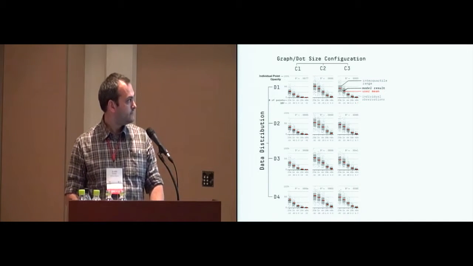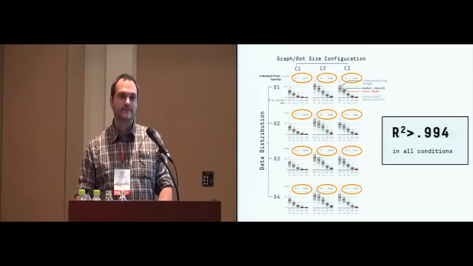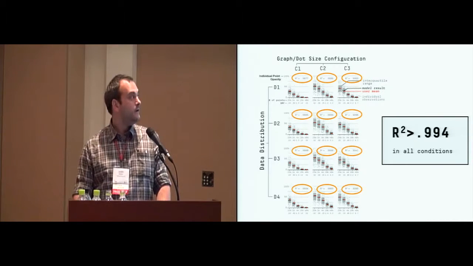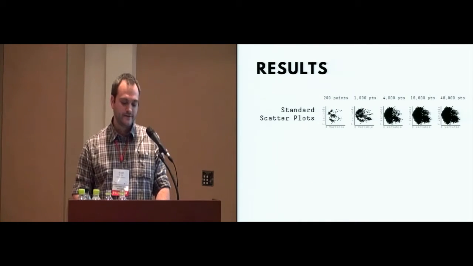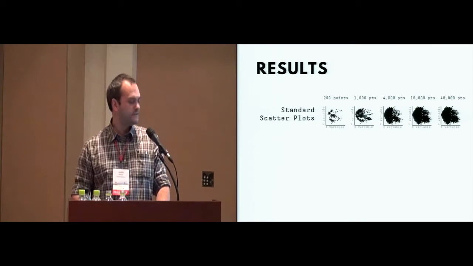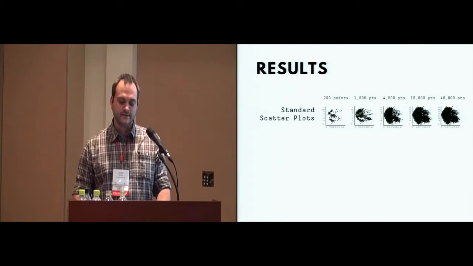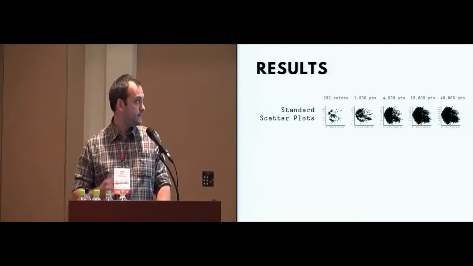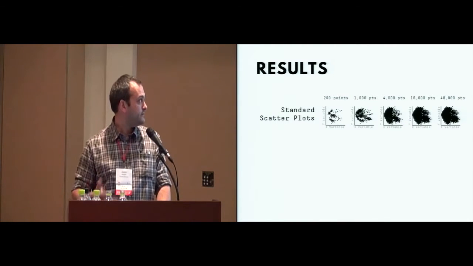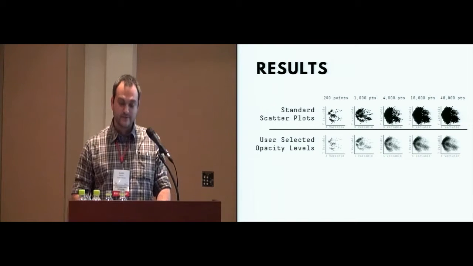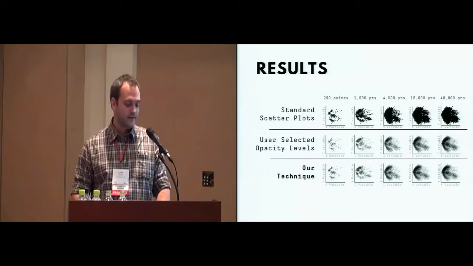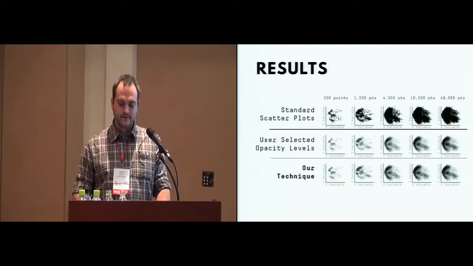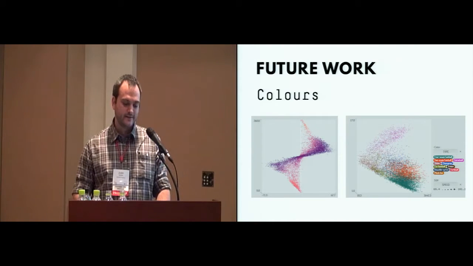So I encourage you to look at the paper and zoom in on this figure if you want to see all the nitty-gritty results. But in general, our model matched the user results from this study quite well in all of the conditions we tested. And just as a concrete example of what the results actually look like, this is a set of scatter plots over a varying number of points using a default 100% opacity level. These were the charts generated by our participants, and these are the charts generated through using our technique.